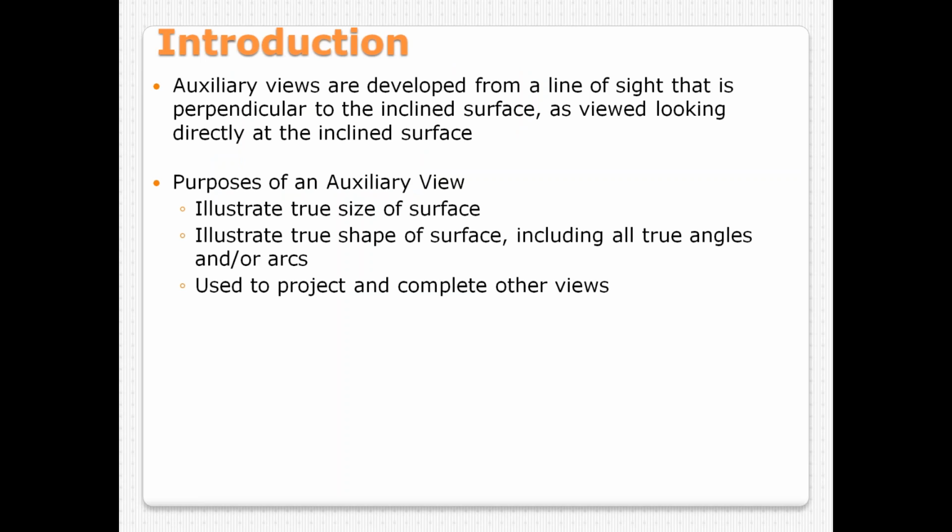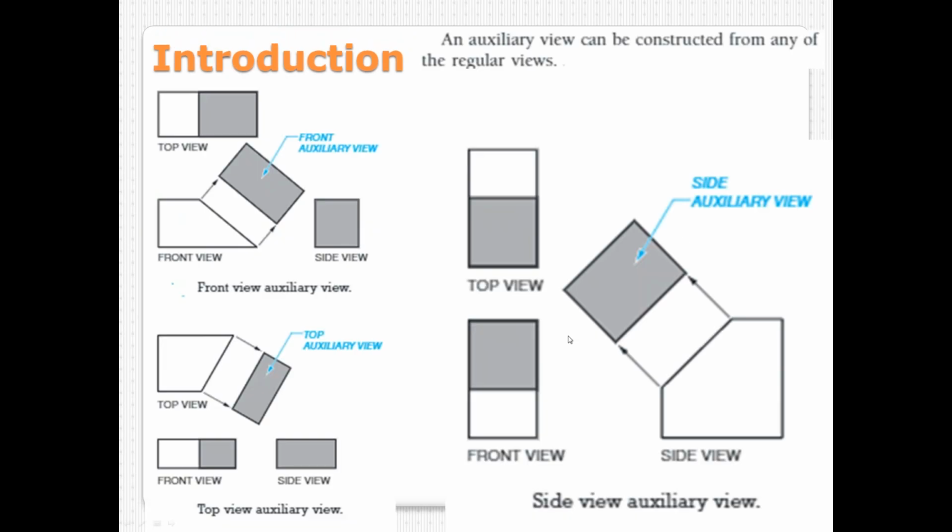Auxiliary views are developed from a line of sight that is perpendicular to the inclined surface, as if looking directly at the inclined surface. The purpose of the auxiliary view is that we can illustrate the true size of the surface, illustrate the true shape of the surface, including all true angles and/or arcs, and use it to project and complete other views.